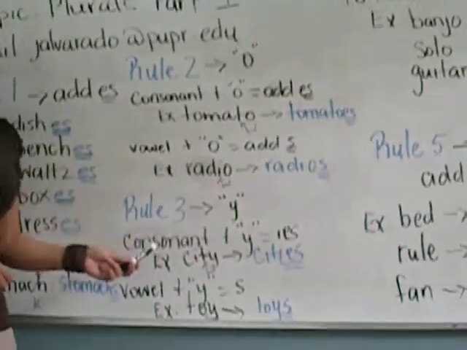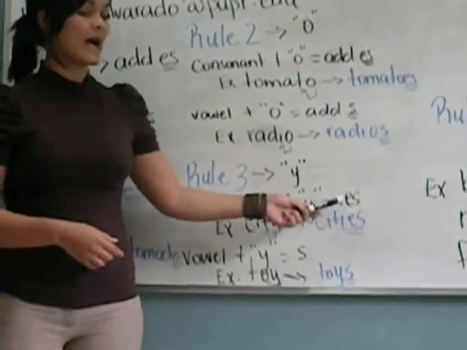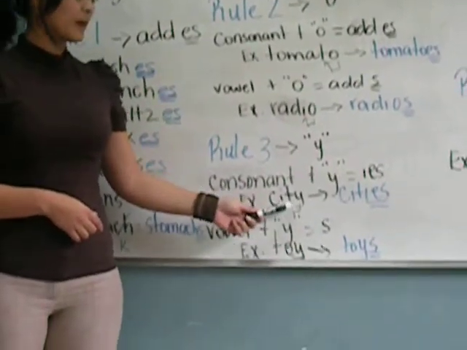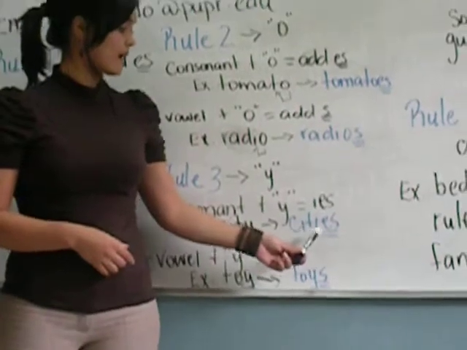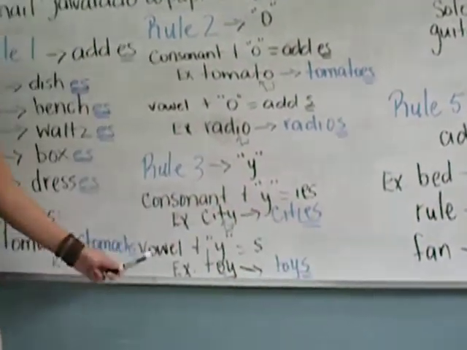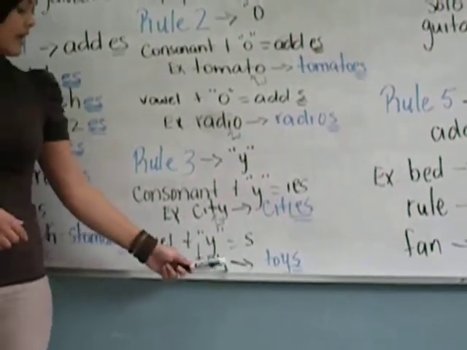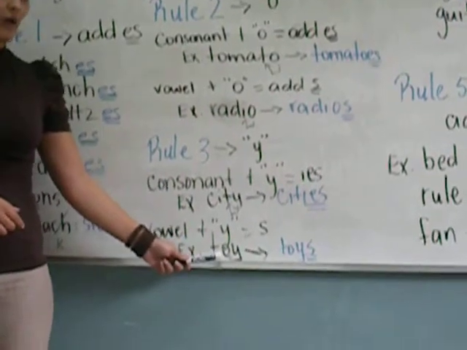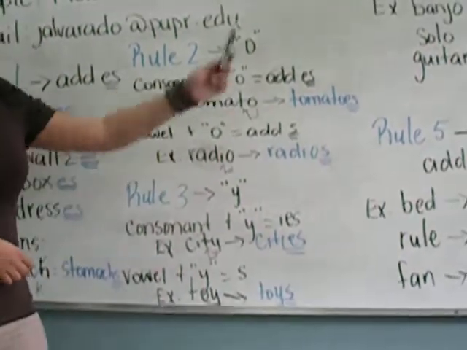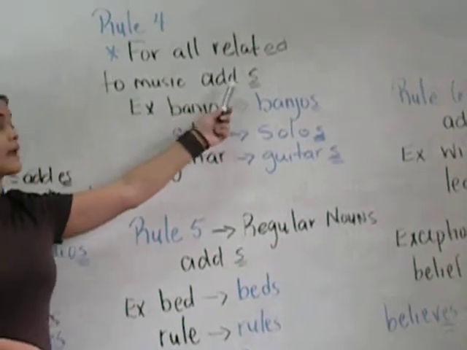Okay? Rule number 3 is the rule of the Y. It goes this way. Consonant plus Y equals IES. Example, city. Ends in a Y, is preceded by a consonant, so we're going to cancel the Y, change it for the I, and then add ES. Cities. Vowel plus Y equals adding S. Example, toy. Ends in Y, is preceded by a vowel, so we're going to write toys, just adding an S.